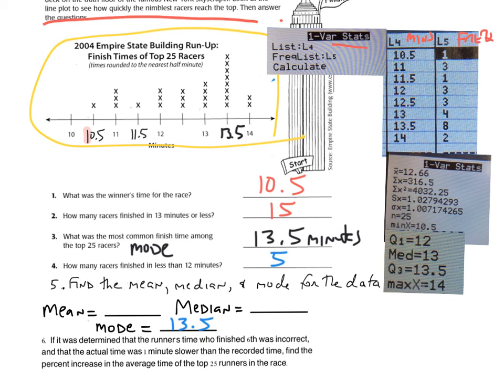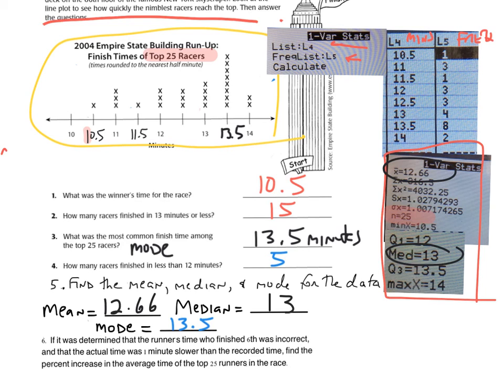So here next to list, I put list 4. Next to frequency list, I put list 5. And here is what your one variable stat test should have looked like. Here they mentioned in the story that they gave you the top 25 racers. So just make sure that your number of data values is 25. So here it looks like the mean, the average, was 12.66. And the median turned out to be 13.